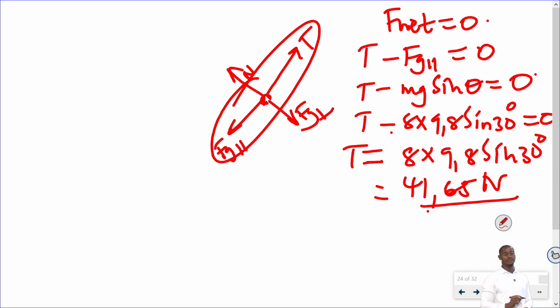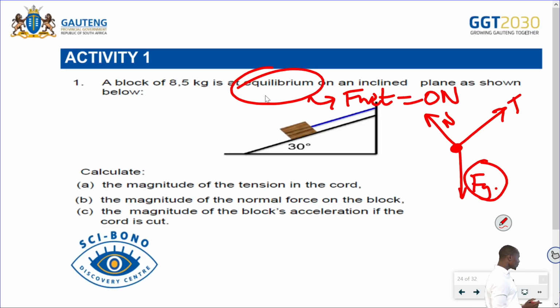So please be careful. Know which law is being applied. You can see we are told that this is at equilibrium, so make sure that you understand the meaning of that. Okay, which law to apply. All right. Then let's go back.